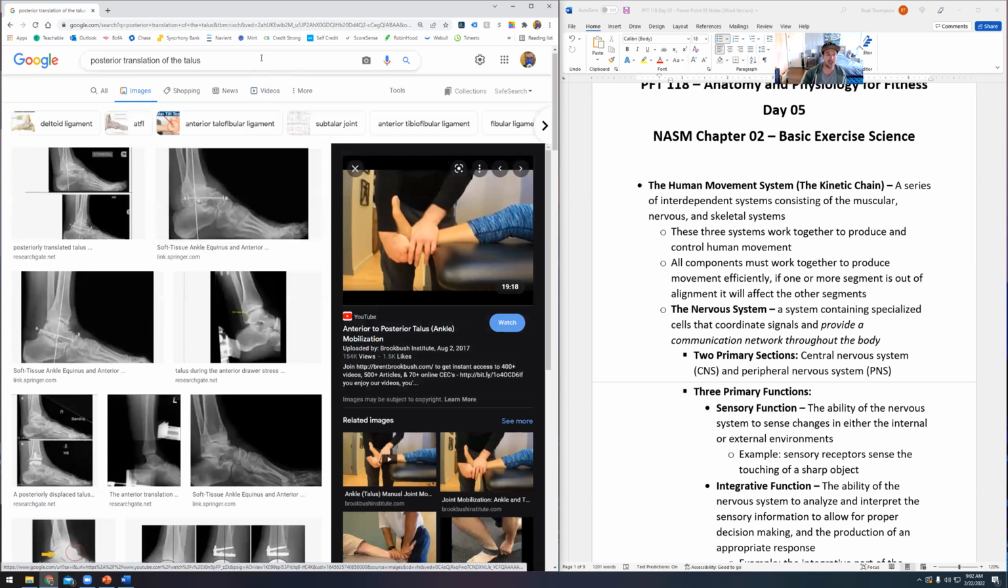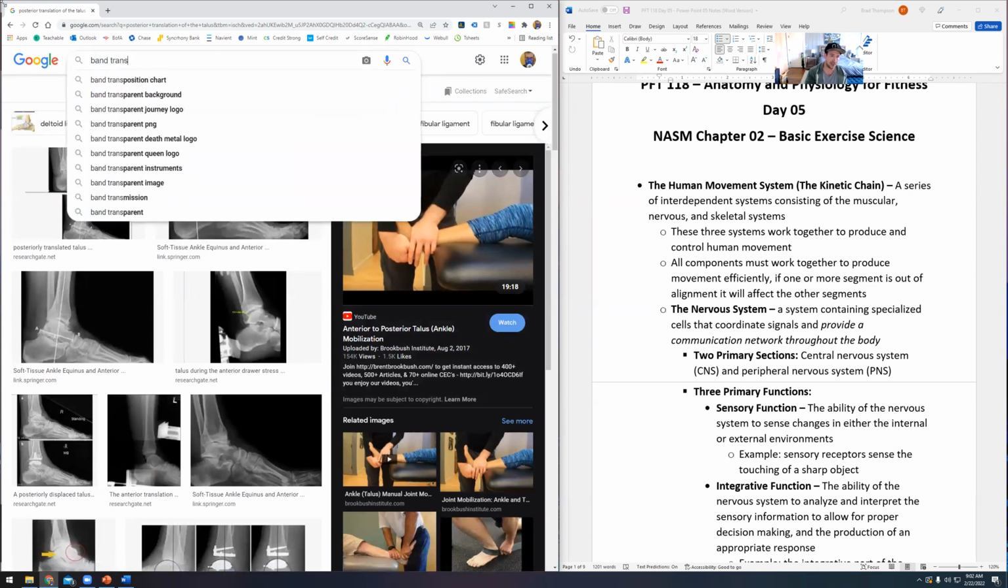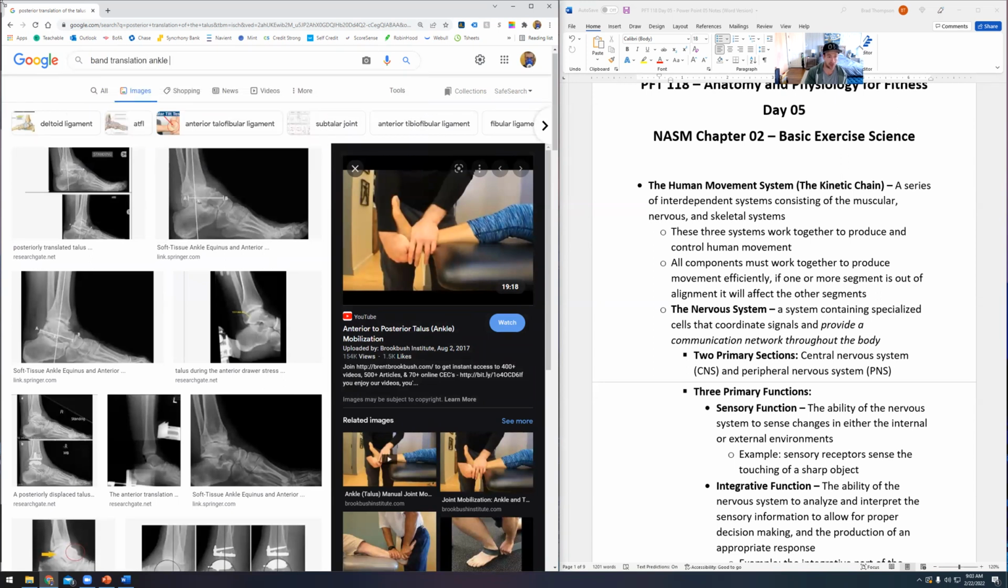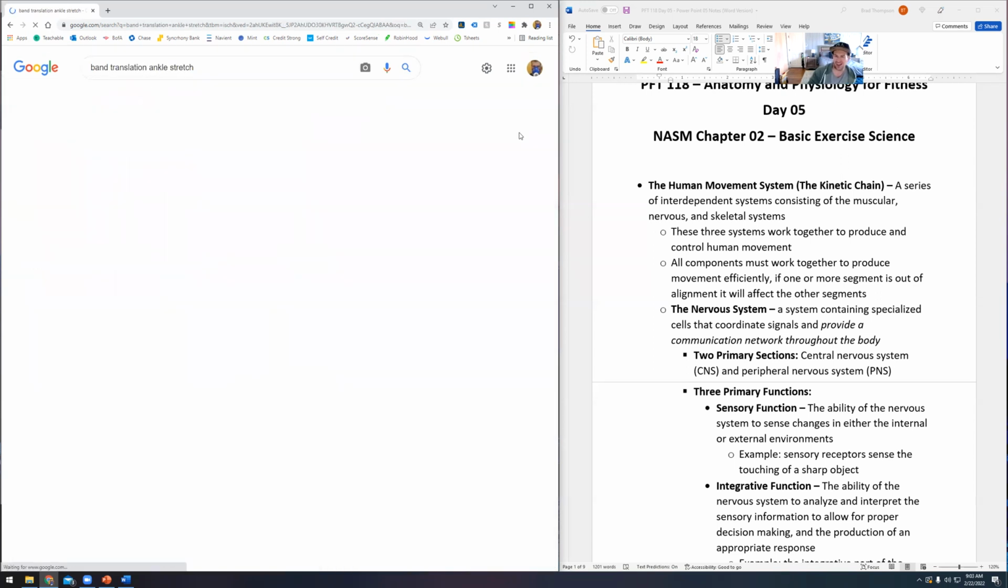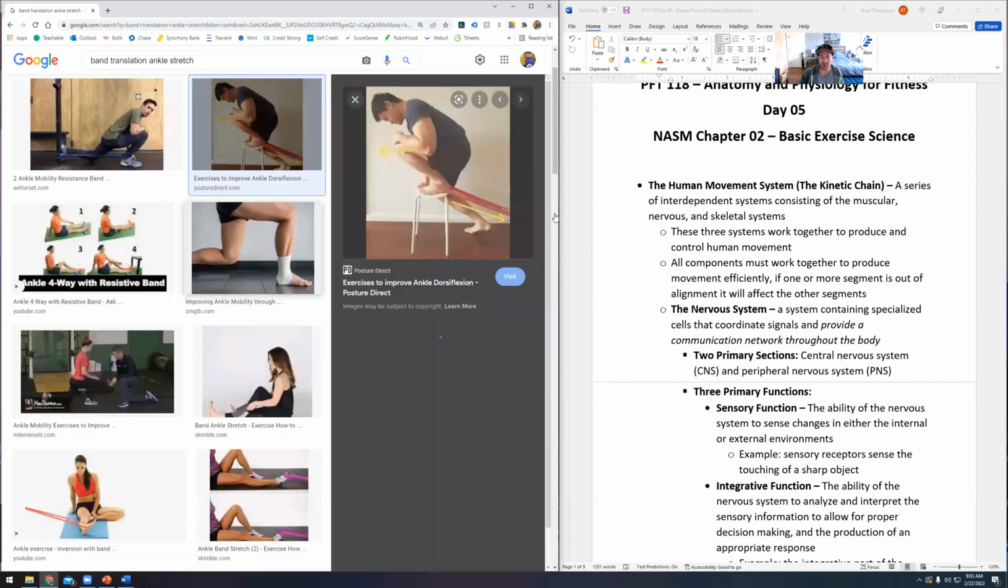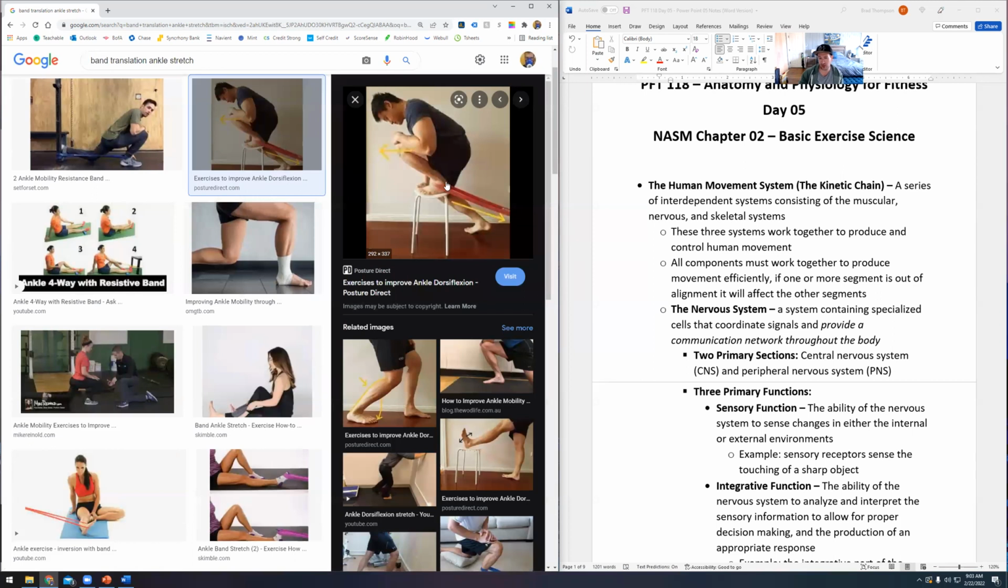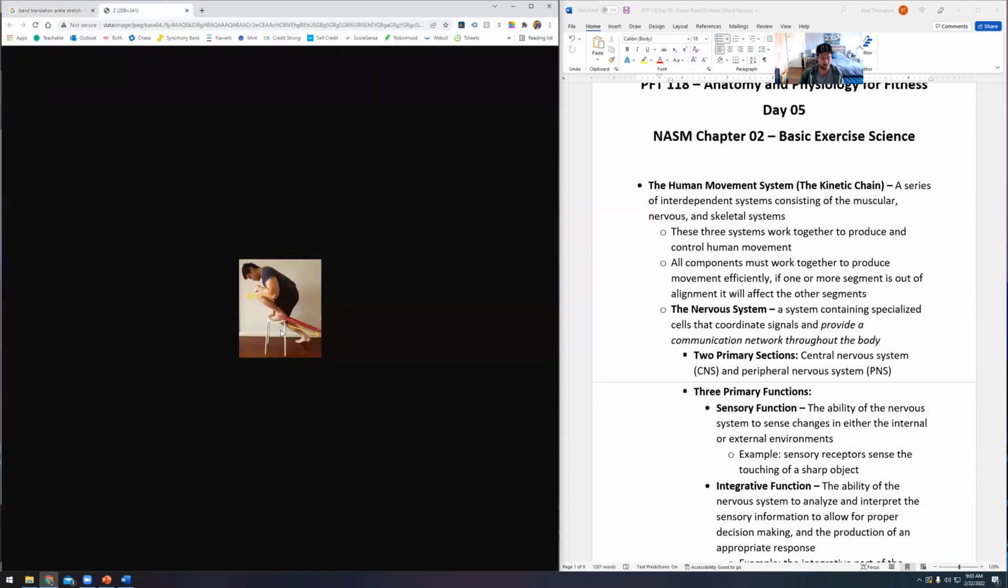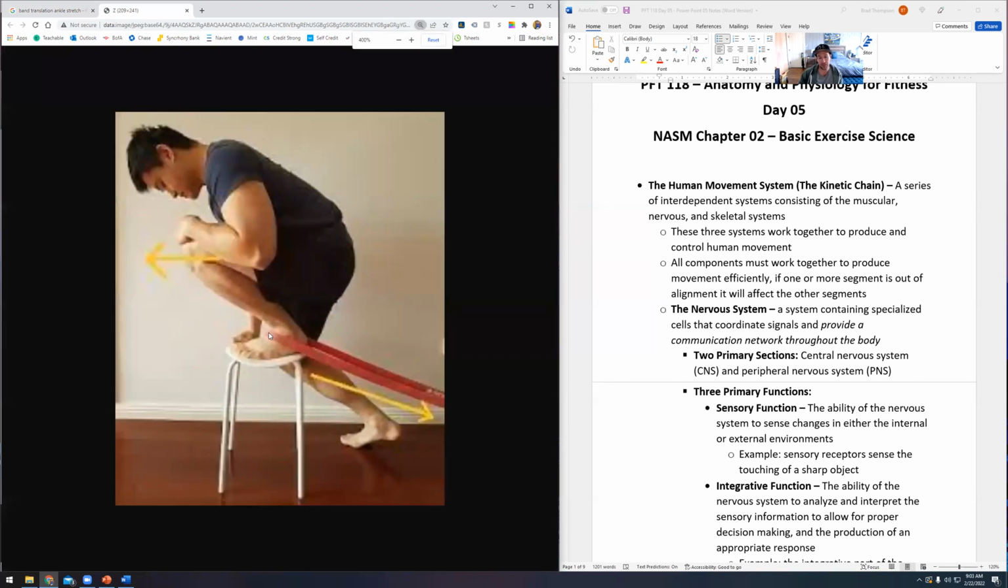There's also a way to do this with a band. Band translation ankle stretch. I know I'm kind of on a tangent here, but you take a band and tie it behind you, and then it goes down and behind, right? And you just put it on the talus. Don't put it on the tibia, put it on the talus, which is like the top of the ankle, but not quite the shin. And you pull straight back, and you will notice how much further your toe can go.